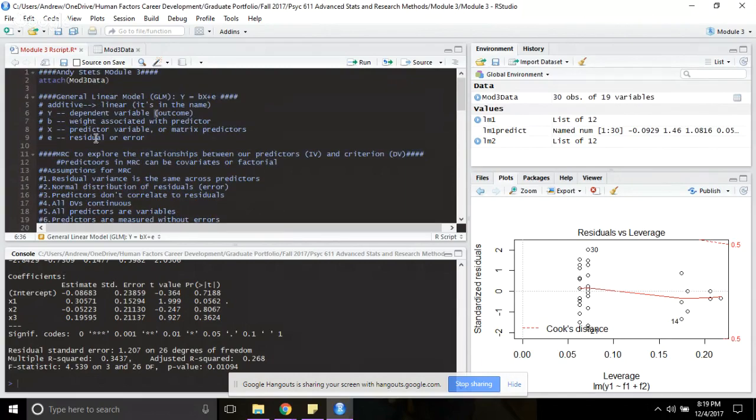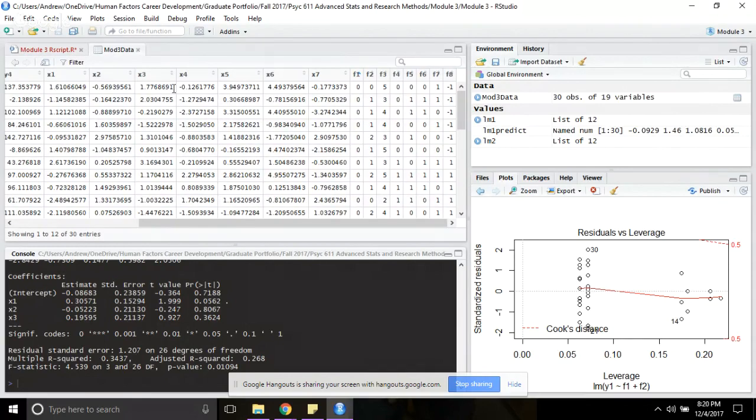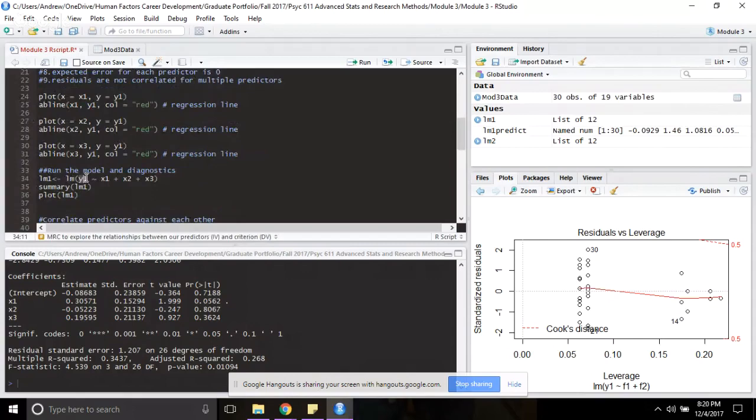So I'll run both multiple regression correlation and ANOVA, which are both like submodels of the general linear model. They have some similarities and differences. I'll start with MRC. And I'm doing this to explore the relationships between the predictors and the criterion. The predictors in this case are x1, x2, and x3, predicting y1. And you can see that here in my model. y1 is predicted by x1 or x2 or x3.